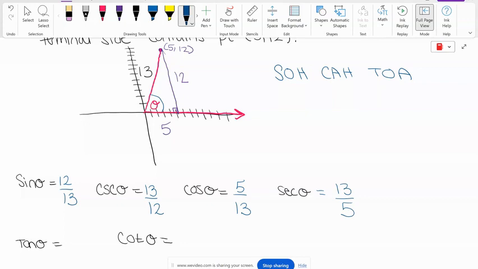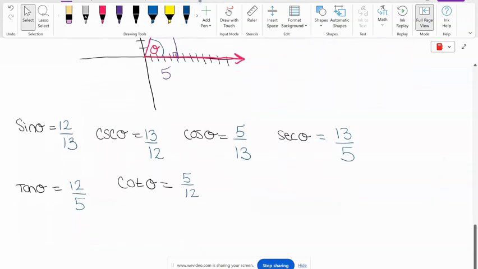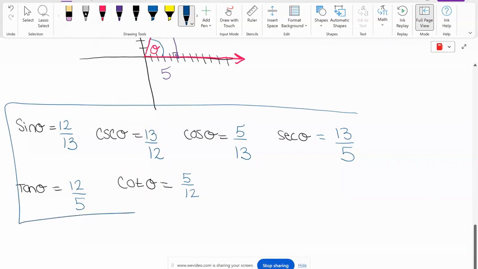The last 2 trig functions, tangent is TOA. So now I'm back to theta. I want the opposite, which is 12, and the adjacent, which is 5. And cotangent's just the reciprocal of tangent. So we will flip 12 over 5 to make 5 over 12. And these are our answers.